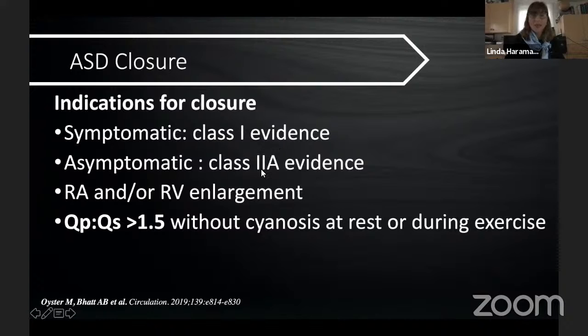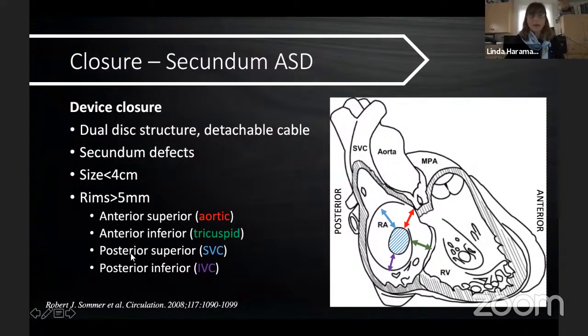In asymptomatic patients, there's class 2A evidence on the basis of right atrial and right ventricular enlargement, a QP:QS greater than 1.5 without cyanosis at rest or during exercise. So I'm going to talk a little bit about the device closure. The device is a dual disc structure with a detachable cable, and it goes up through the IVC into the right atrium, across the defect into the left atrium, and the left-sided disc is opened first, and then the right-sided disc is opened to straddle the defect.